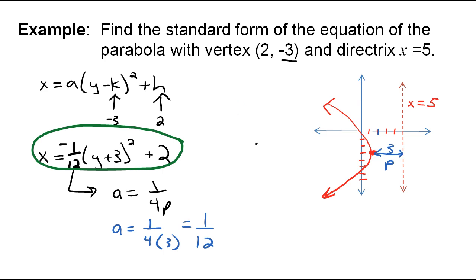Okay, so there you have parabolas. We've talked about how they can open left, right, up, or down. If they're left and right, you're going to have x, and then the y stuff is going to be squared. If they're opening up or down, the x quantity will be squared.